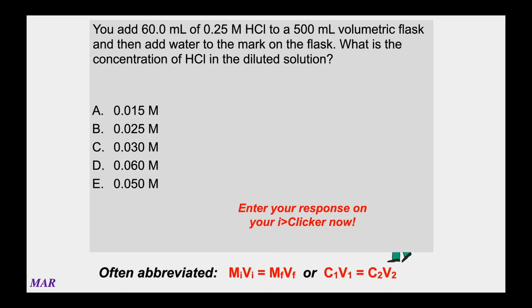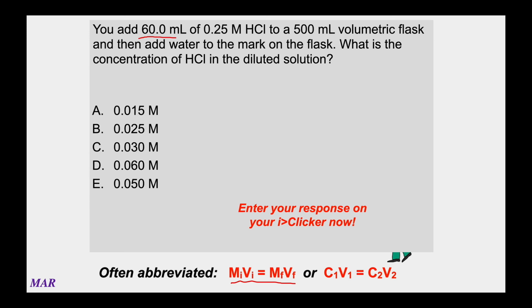Here's a question. You add 60 milliliters of 0.25 molar HCl to a 500 milliliter volumetric flask. Then you add enough water to make it up to the mark of the flask, which means you have a total volume of 500 milliliters, by the way. What's the concentration of HCl in the diluted solution? And conveniently down here, I left up the equation where we need to use M1V1 equals M2V2 or MiVi equals MfVf, whichever one you want.